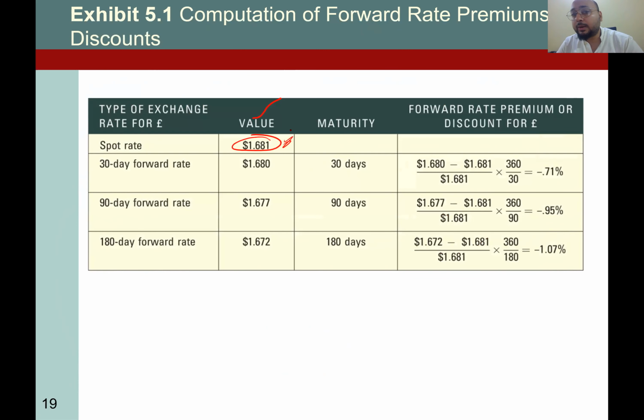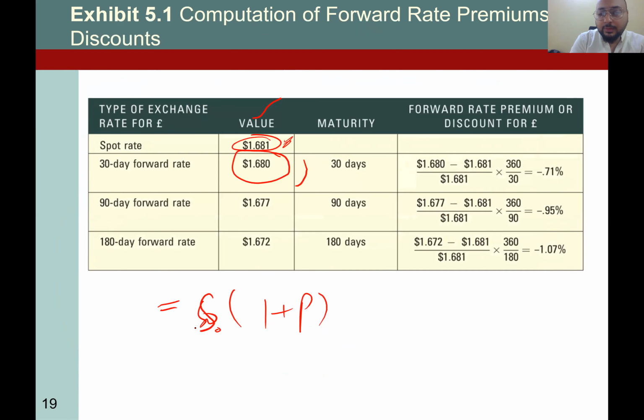So the 30-day forward is 1.680, right? Can you calculate the premium here? Just rearrange the formula: 1 plus P. This is the spot rate, I just denoted it with 0, or you can just remember that this is spot rate and this is forward. So if you want to find P, it would be forward minus spot divided by spot.